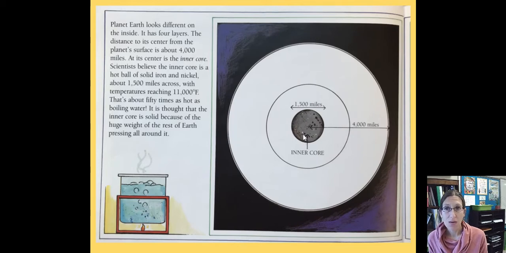Scientists believe the inner core is a hot ball of solid iron and nickel, about 1,500 miles across, with temperatures reaching 11,000 degrees Fahrenheit. Wow, that is really hot. That's about 50 times as hot as boiling water. Boiling water times 50. It is thought that the inner core is solid because of the huge weight of the rest of Earth pressing all around it. So that huge weight that's pressing on it makes the core solid.